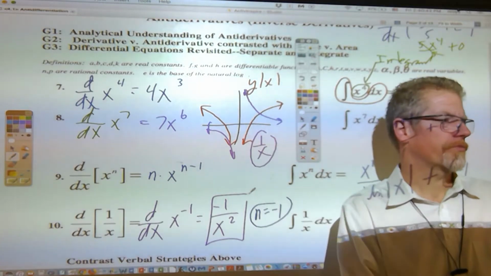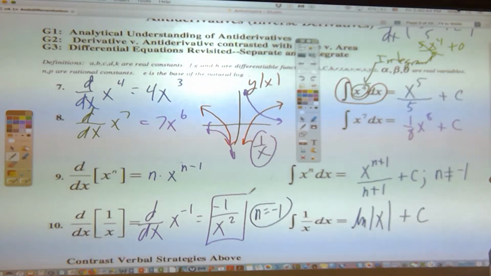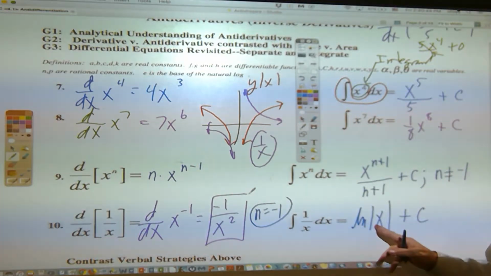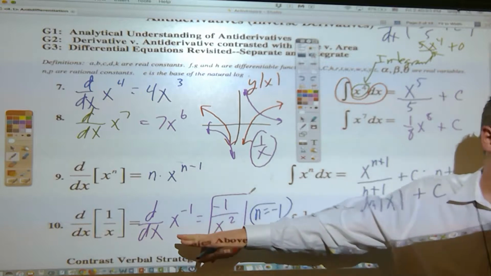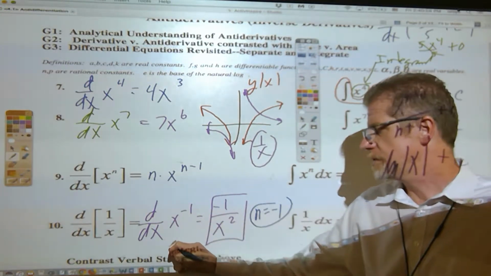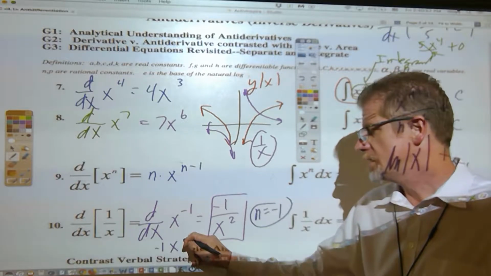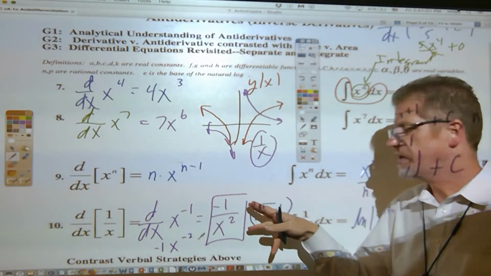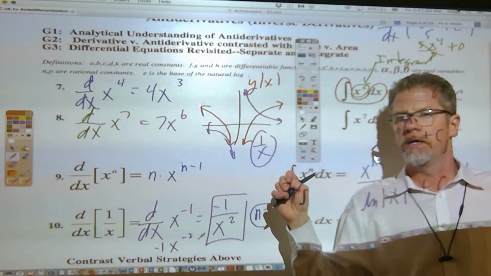Can you explain 10 again? How do you get -1 over x squared for the derivative? Okay, so the derivative of x to the -1, we multiply by the exponent and then subtract 1 from the exponent. So it's -1 x to the -2, which can be rewritten like this.